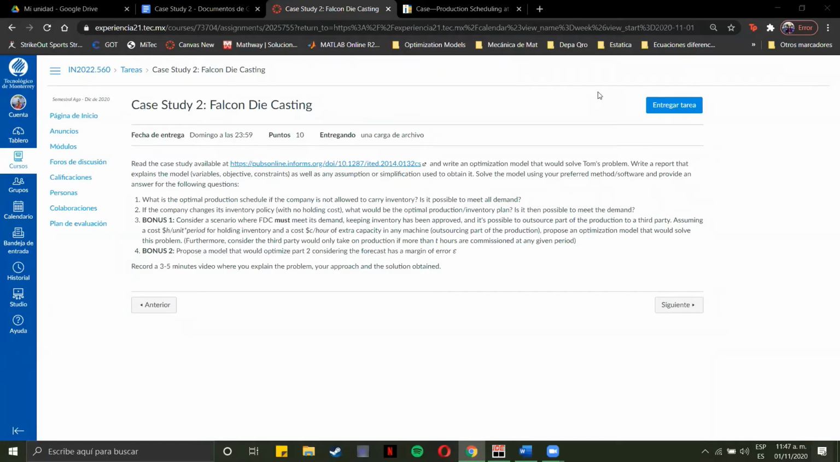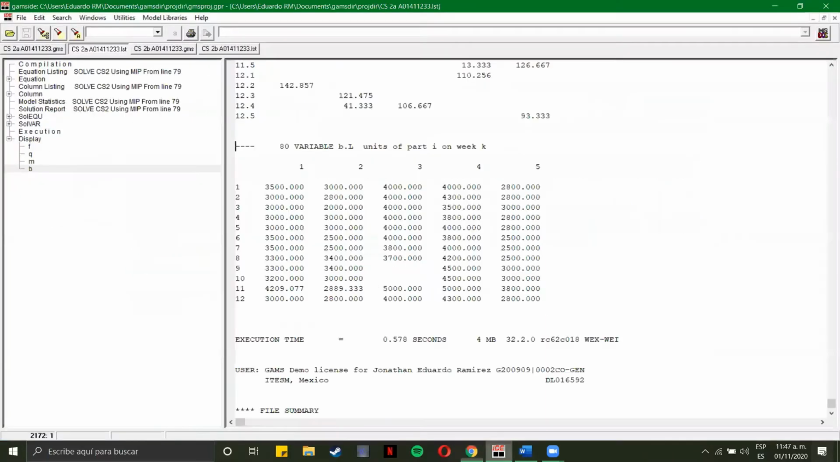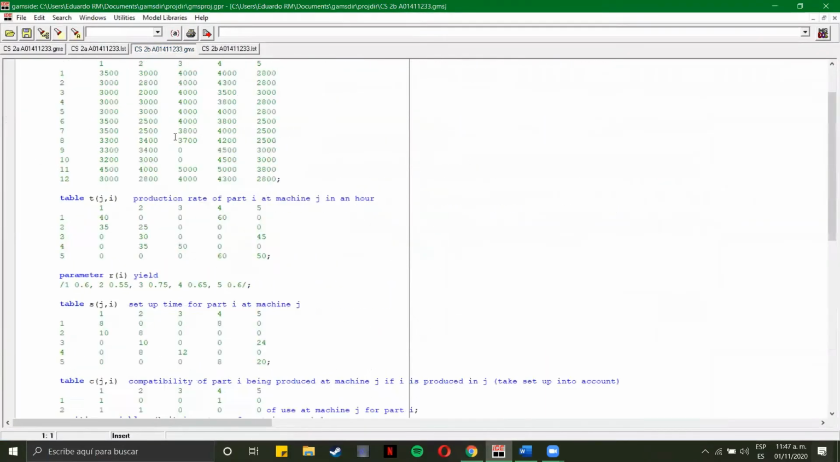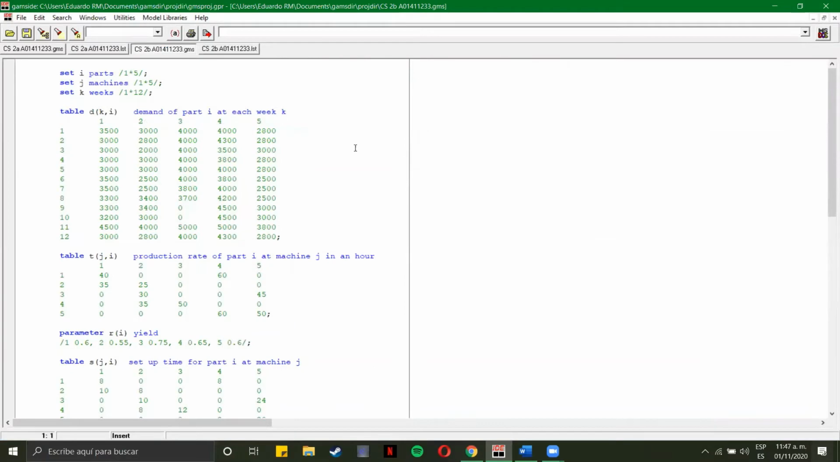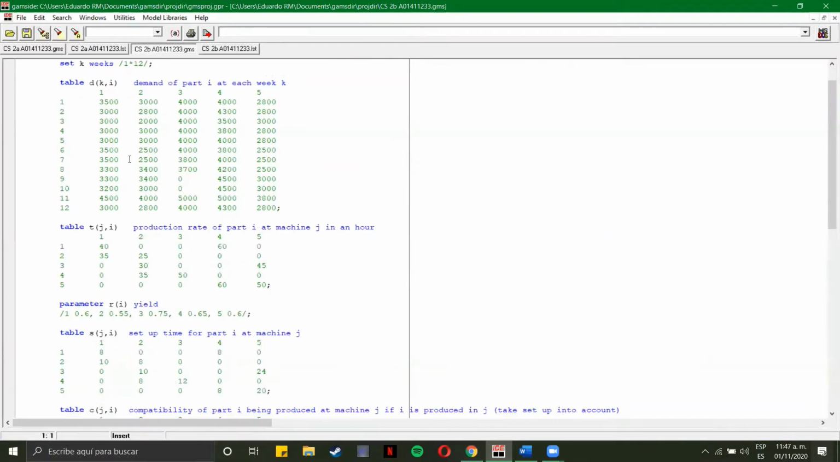So for the second part of the case study, what we have is that the company now has an inventory, and they will use inventory and they want to know if it's possible to meet the demand. So here is the GAMS. The GAMS is basically the same as the one before.